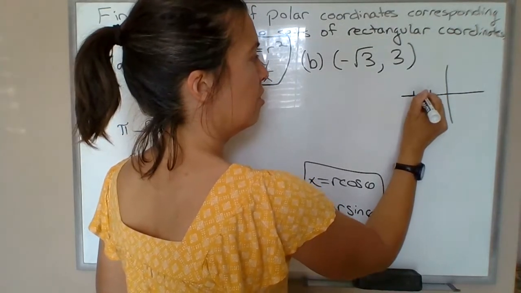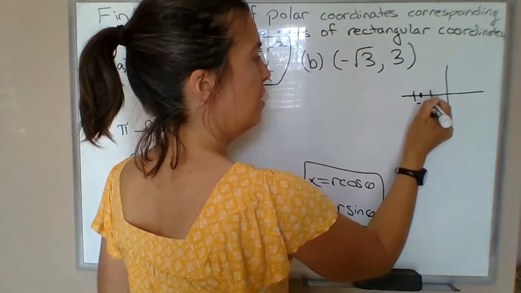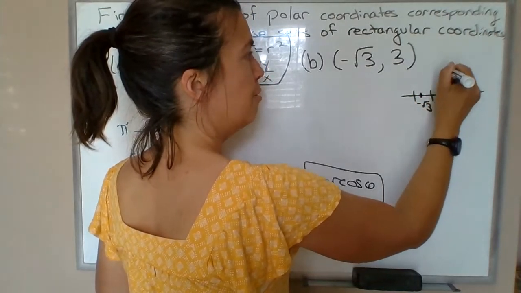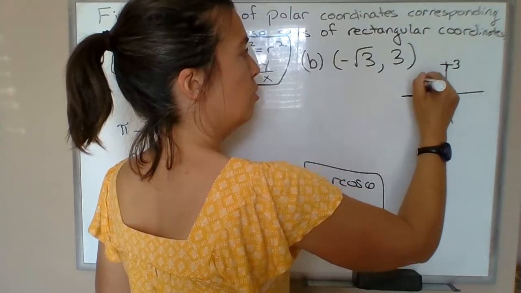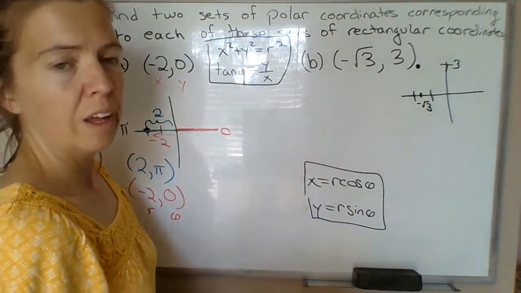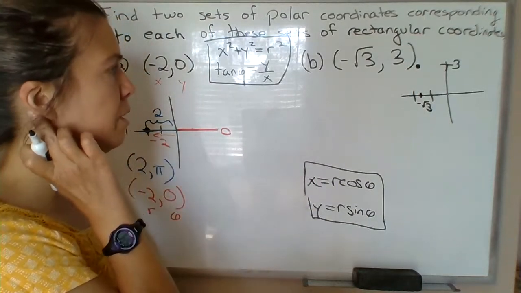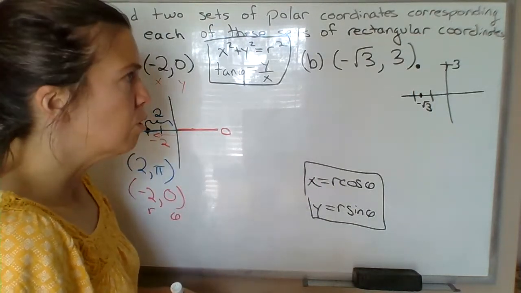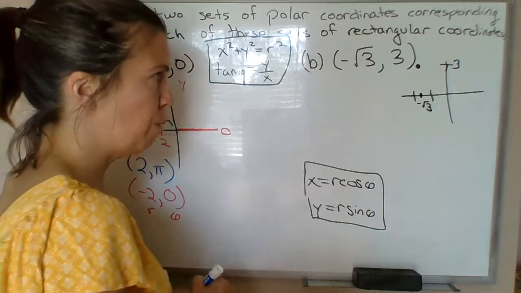So let's say negative square root of 3 somewhere in here, and then positive 3 for your y coordinate. So we're talking about a point in quadrant 2 for those coordinates, negative square root of 3, 3. Okay, so we want some polar coordinates.